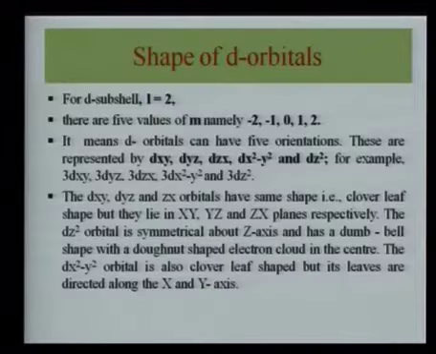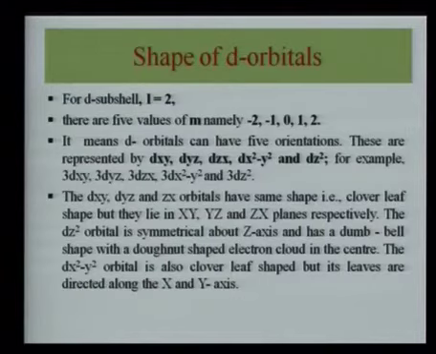Now, shape of d orbital. For d orbital, l is equal to 2. There are 5 values of m, namely -2, -1, 0, +1, +2. It means d orbitals can have 5 orientations. These are represented by dxy, dyz, dxz, dx²-y² and dz².